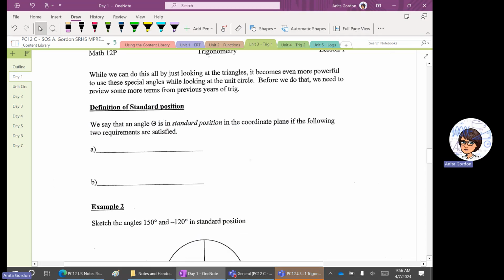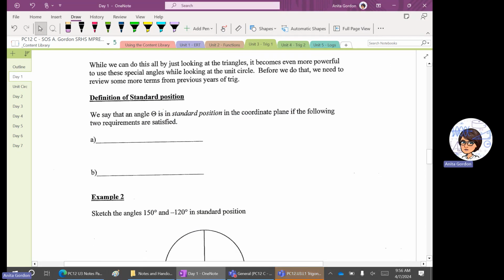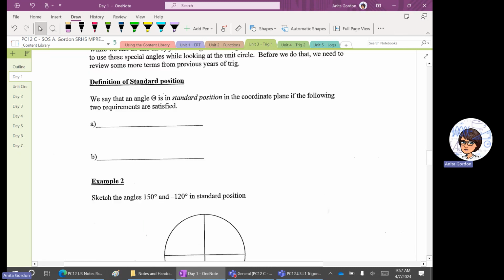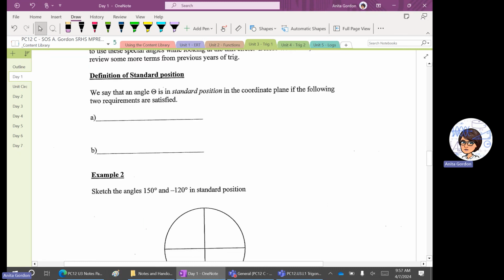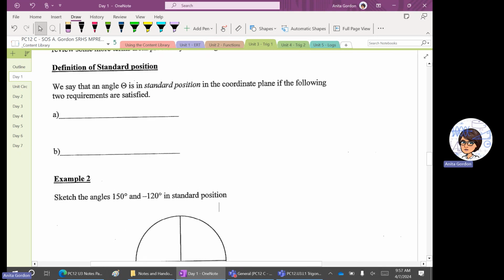We're going to talk about standard position and reference angle. When we are looking at the unit circle, the special triangles become even more useful when we are using them in order to simplify questions with angles that we don't recognize or that aren't part of the special triangles. So we can kind of fit them into our picture. So before we get started on that, let's talk about standard position.